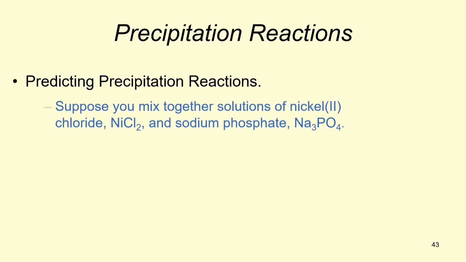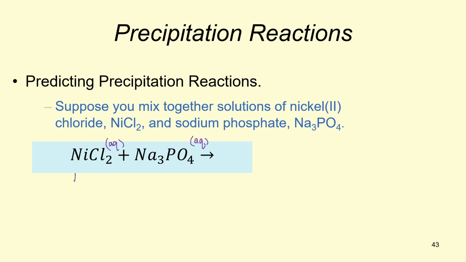So suppose we mix together nickel chloride and sodium phosphate. Let's just back up. I didn't say if it was aqueous or not, but let's look at our solubility rules. Most chlorides are soluble. Nickel's not an exception, so this will be soluble. And anything with sodium is soluble, so this will also be soluble. I'll write it out in a second, but I have the nickel ion and the chloride ion, and I have the sodium ion and the phosphate ion.